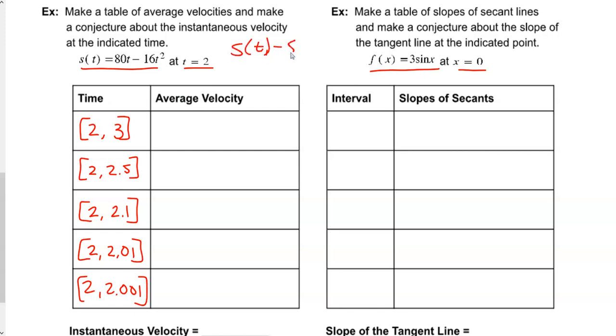Let's go s of t minus s of 2 all over t minus 2. So this is what we're wanting to find. So I'm going to take 3 and plug it into here, and you're going to find that that's going to be 96 minus s of 2. If you put s of 2 in there, you also get 96 all over 3 minus 2, which is 1. Therefore, that average velocity is 0. This means we have a horizontal line there for the secants.